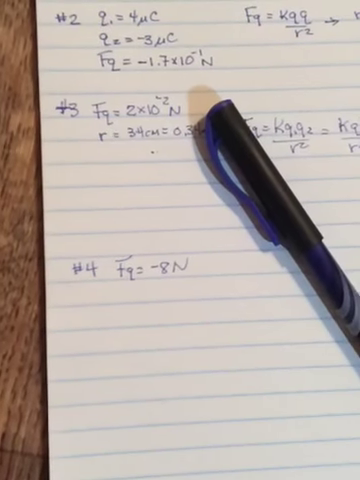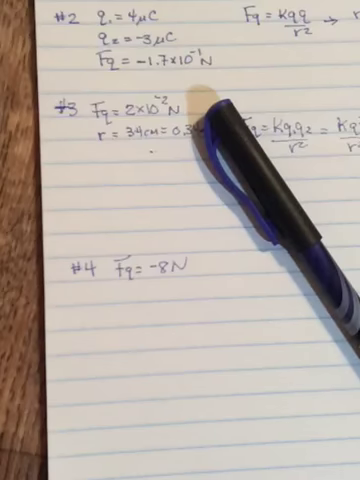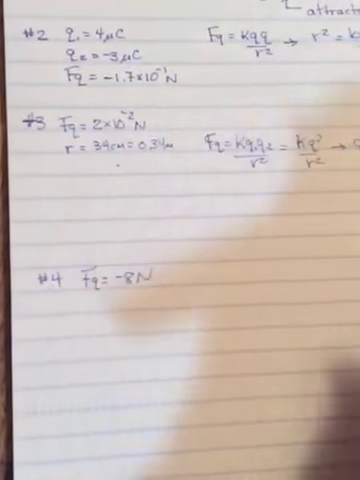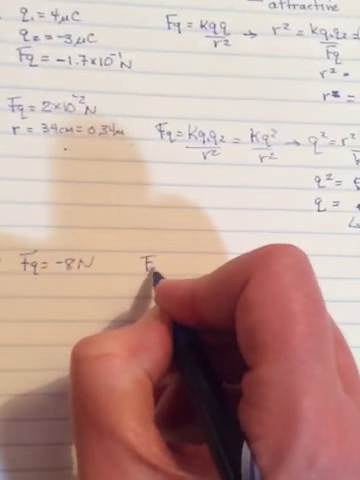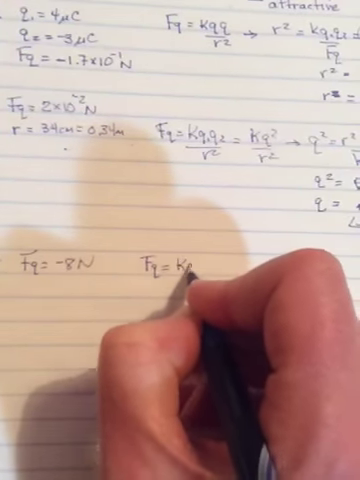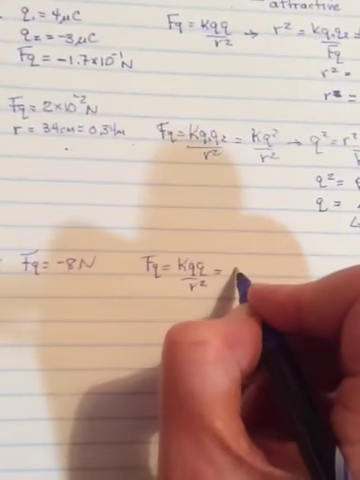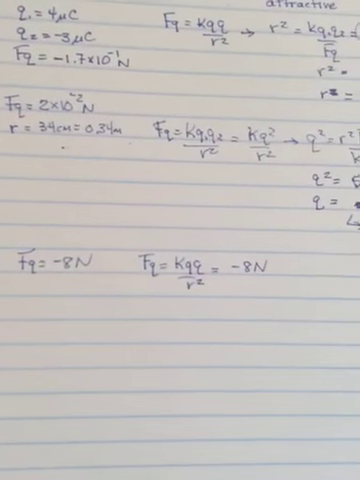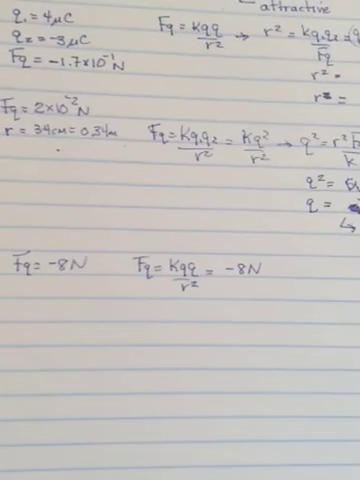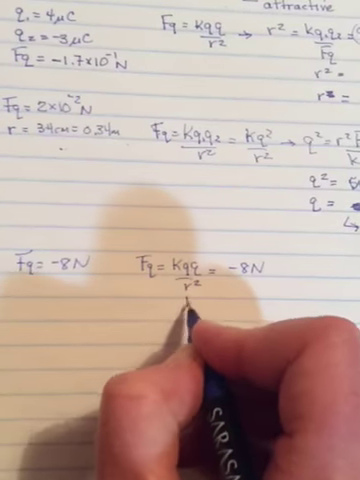What will be the new force of attraction if the objects are moved to a distance 4 times their original separation? Okay, so you actually don't know the Q's here, but you don't need them. You can just do it logically. So QQ over R squared, and it says that's equal to negative 8 newtons. And then it says, what will be the new force of attraction if the objects are moved to a distance 4 times as far apart?